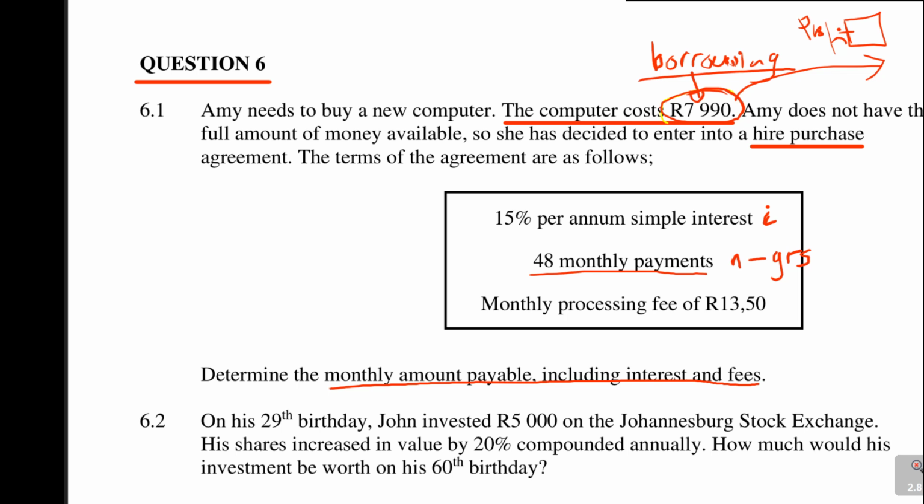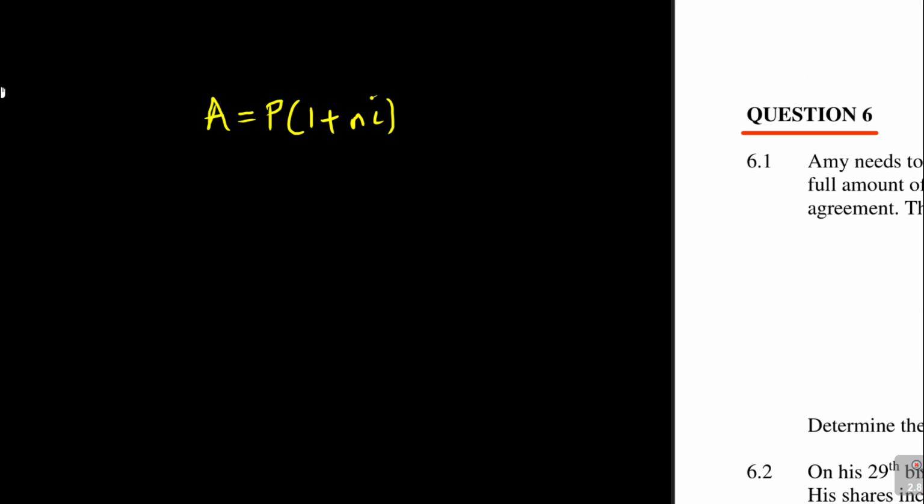So when you come here on the formula, A is the one that must be bigger than P. You're starting with your principal here. That becomes the starting point. So our P, the money that you're borrowing, is your 7,990. You just have to be careful, because A, which is the future value of P, must be bigger than P.